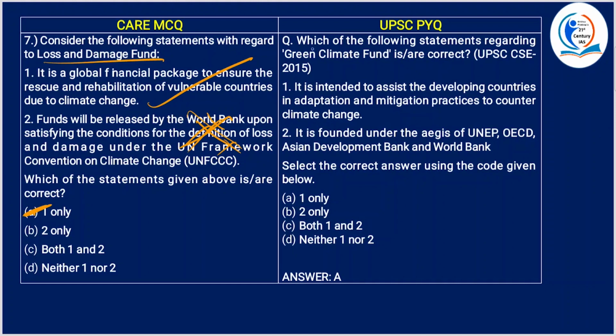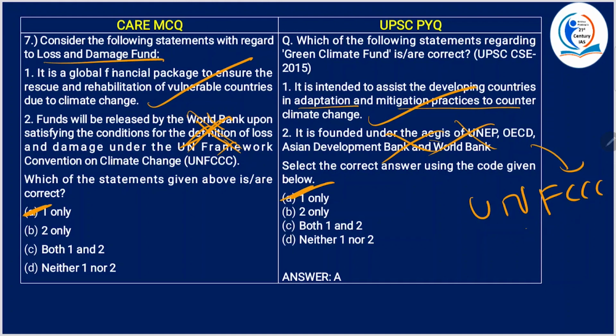Alright. Now, which of the following statements regarding Green Climate Fund are correct? It is intended to assist the developing countries in adaptation and mitigation practices to counter climate change. This is correct. It is founded under the aegis of UNEP, OECD. No. It is under the aegis of UNFCCC, United Nations Framework Convention on Climate Change. So this is wrong. So first statement is right.